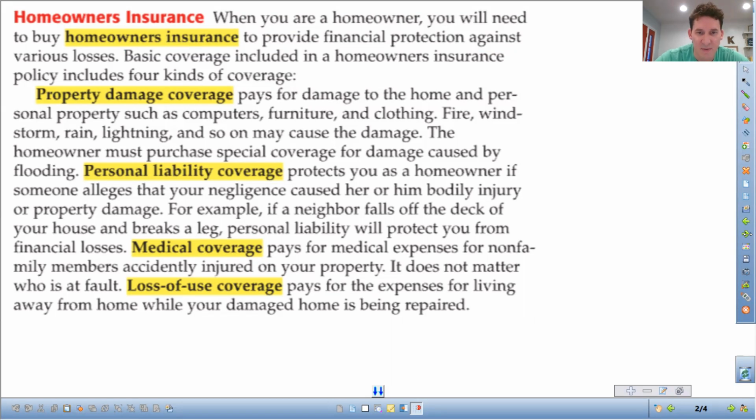Loss of use coverage pays for expenses for living away from the home while your damaged home is being repaired. So there's a fire in your house, it burns down, you can't live in it while it's getting repaired. The loss of use coverage covers expenses like living in a hotel or renting an apartment or something while your home is being repaired.